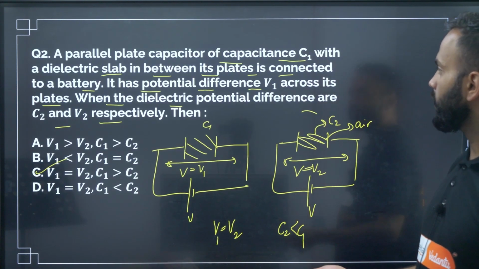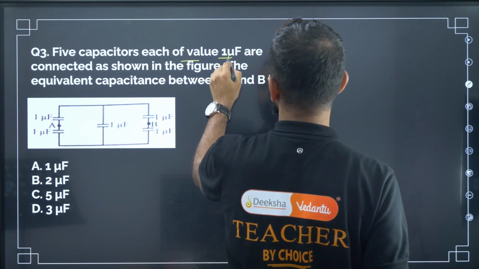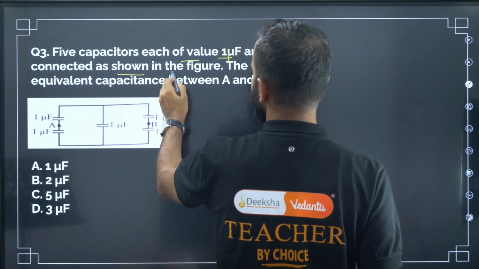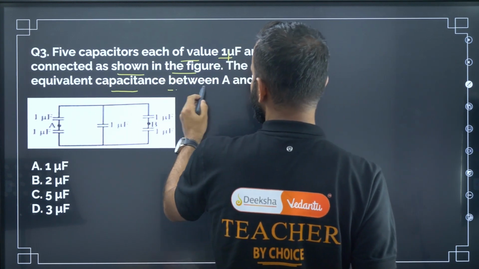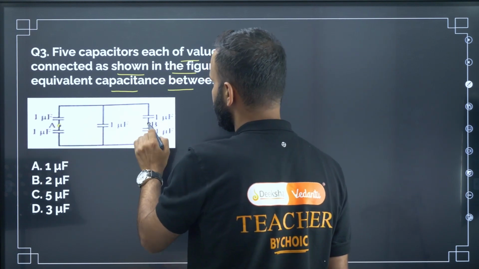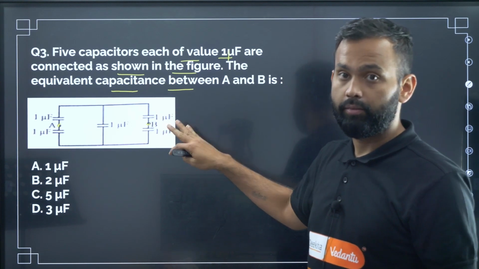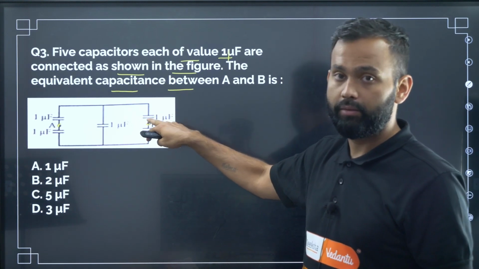Next question, question number 3. Five capacitors, each of value 1 microfarad, are connected as shown in the figure. We need to find the equivalent capacitance between A and B. Closely observe the given diagram.